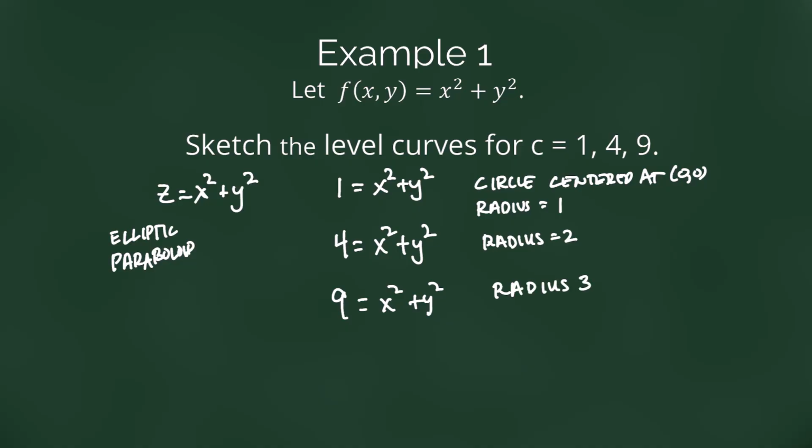So if we took a top-down view of this elliptic paraboloid, with these lines sketched on it for z values of 1, 4, and 9, we would get a picture that looks like a circle of radius 1, a circle of radius 2, and then, of course, a circle of radius 3.